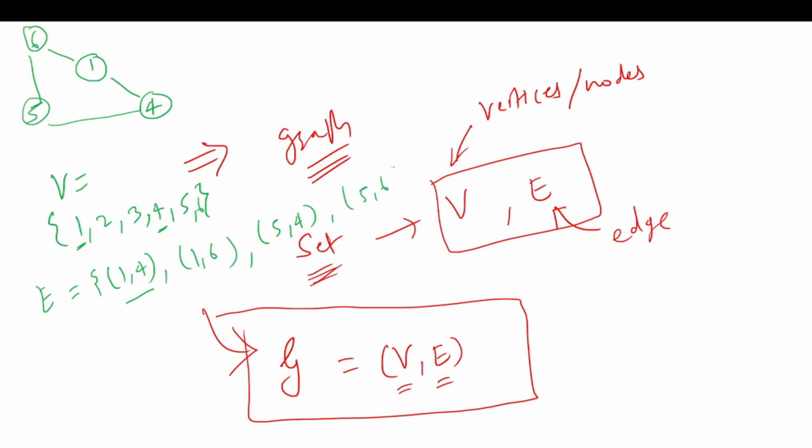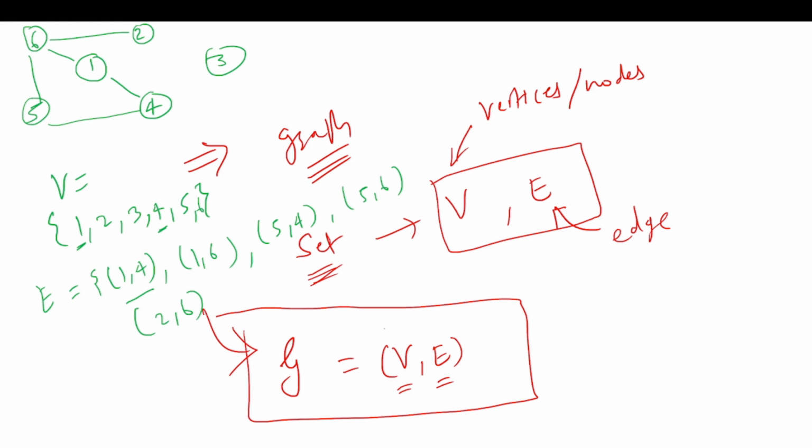5 6, and then let's suppose we'll take 2 here. We are going to connect 2 with 6, so we'll take one more pair, 2 6. And let's suppose 3 we are not going to connect with any other, so we'll keep it simple like this.